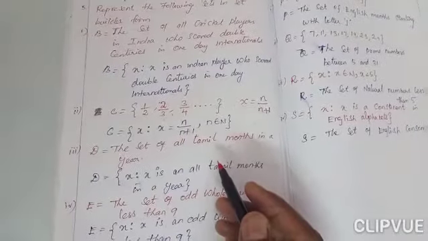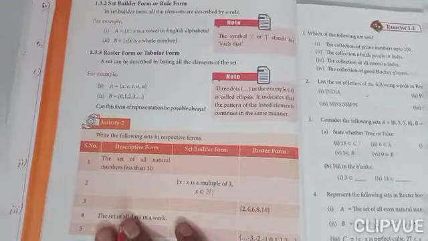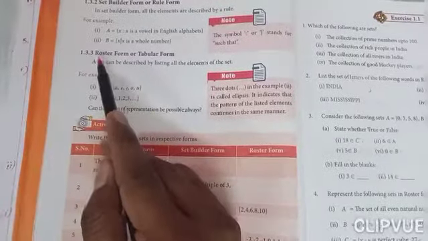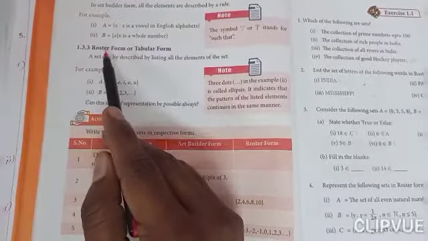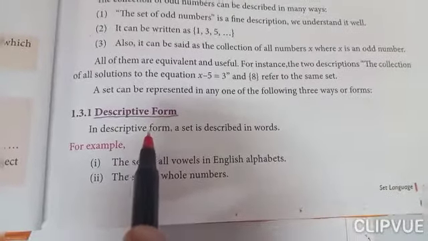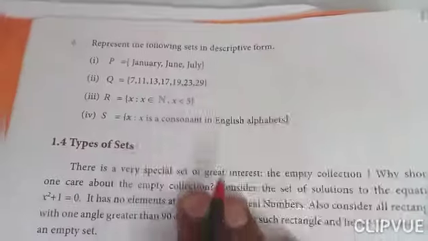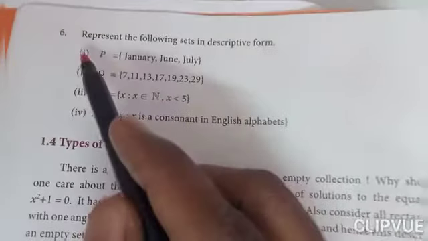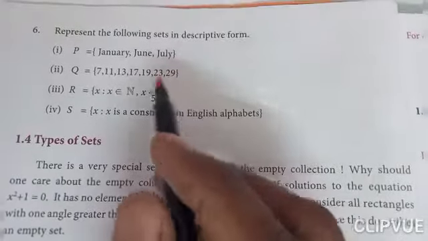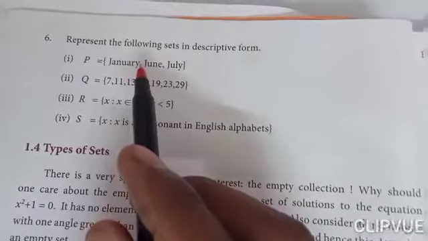Now we pass on to the sixth Roman number. Before we do the sixth Roman number, we have to recall the definition of descriptive form. In descriptive form, a set is described in words. The sixth Roman number question: represent the following sets in descriptive form. So these four sums we are going to do in the descriptive form, describing the sets in words.